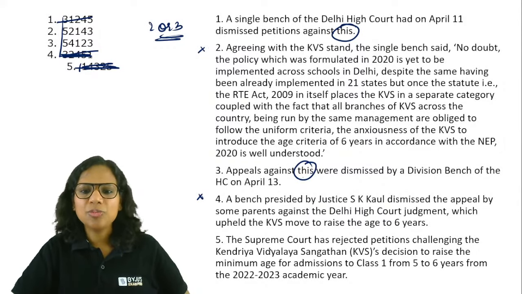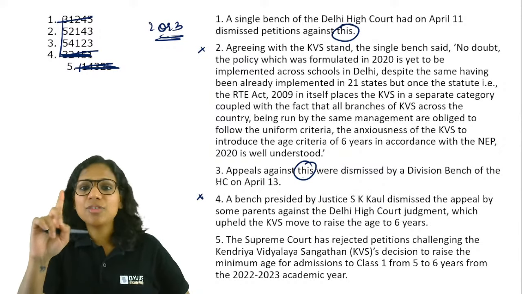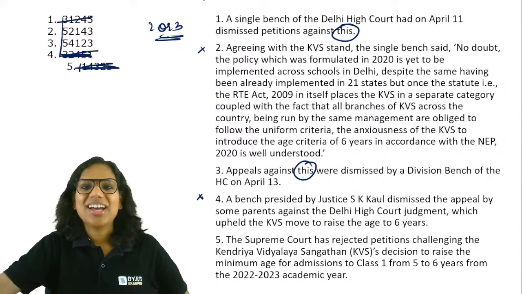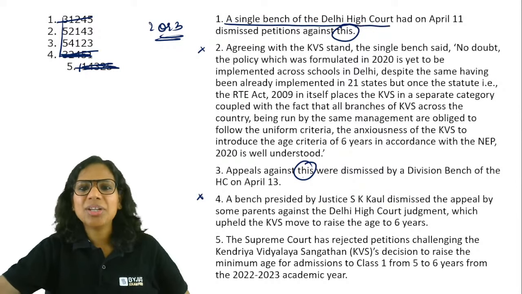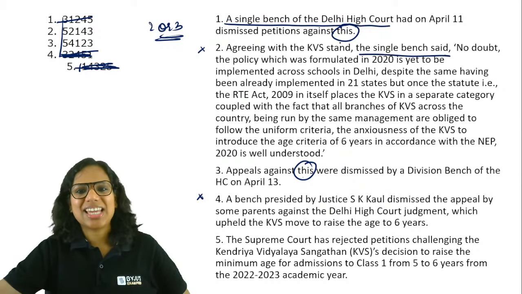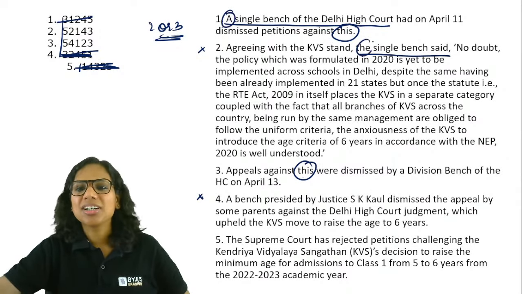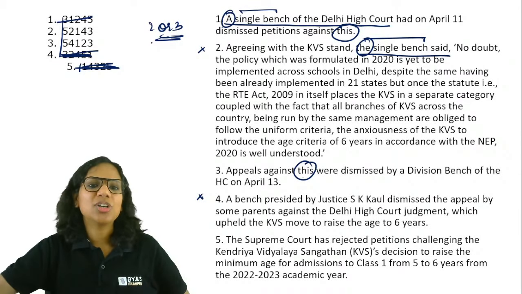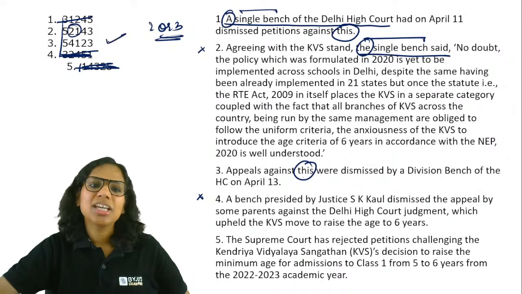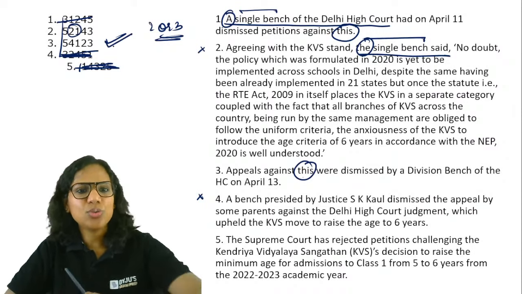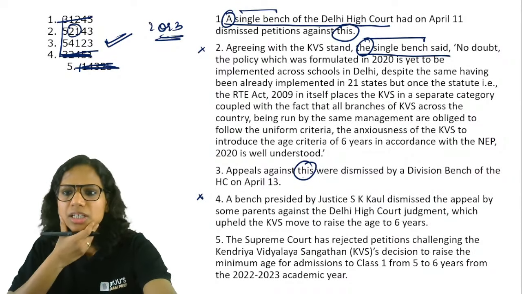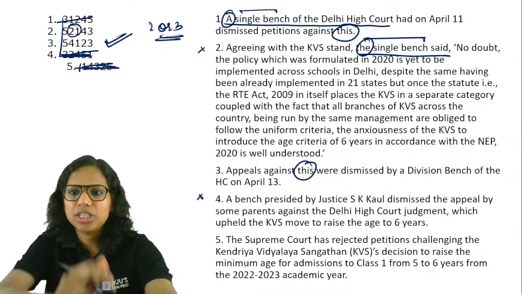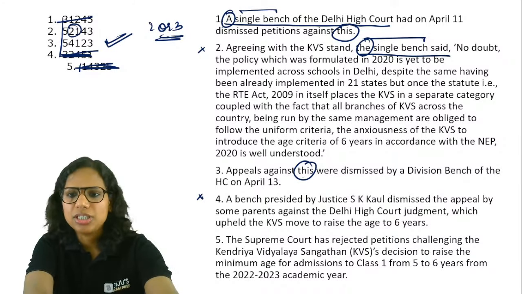So the Supreme Court rejected. Now, see, there is another very strong pair here. A single bench of the Delhi High Court and the single bench said. So, see, article relationship: a bench, the bench. We first introduce this bench and then we say something about this bench, right? The single bench. So 1, 2, because it should be 1 and 2 and not 2, 1. Acha, you said 5 to 1, 4, 3. It's 5, 4, 1, 2, 3. 5, 4, 1, 2, 3.